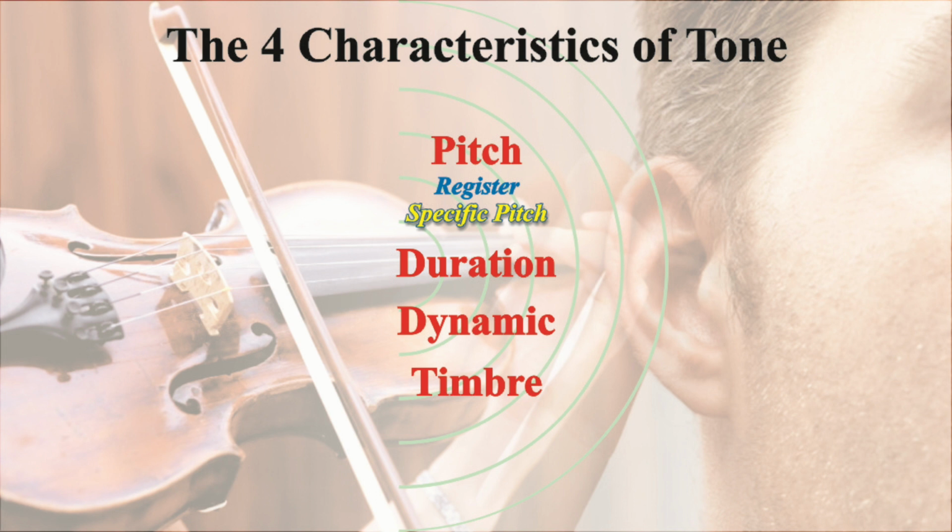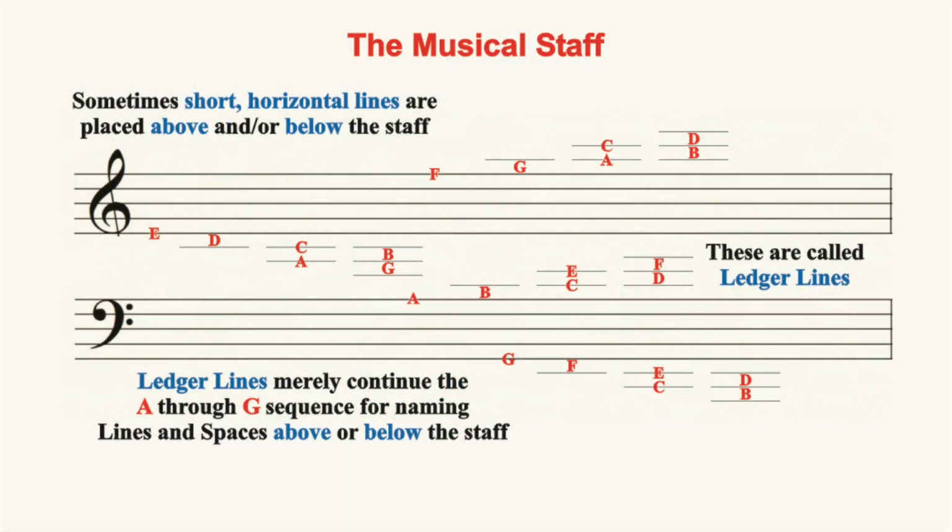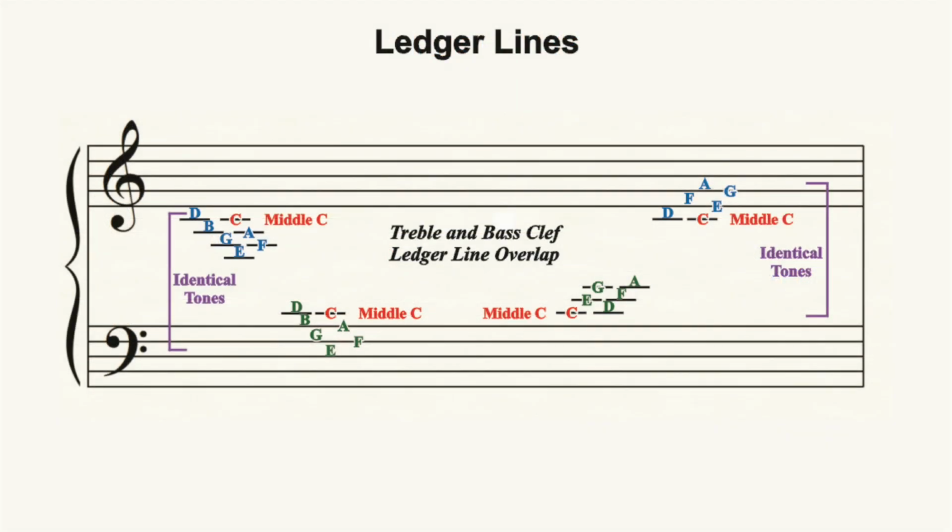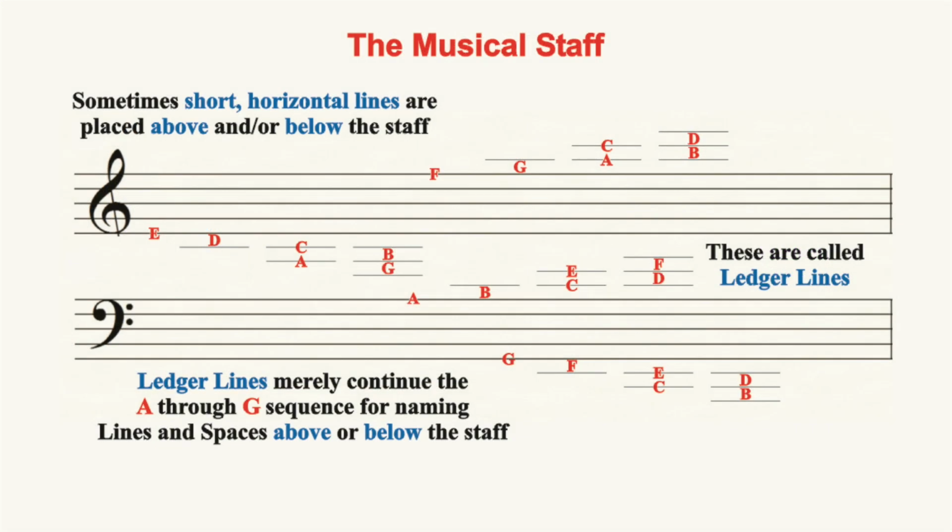Here are some examples of ledger lines. As shown, ledger lines serve to extend the lines and spaces and the A through G sequence of tones both above and below the main staff. There is significant overlap of the ledger lines which lie beneath the treble clef and above the bass clef. Notice that all the overlapping tones are identical to the ear whether they are positioned on the treble clef or the bass clef. The composer is free to add as many ledger lines as needed in order to achieve the specific tone and register desired.